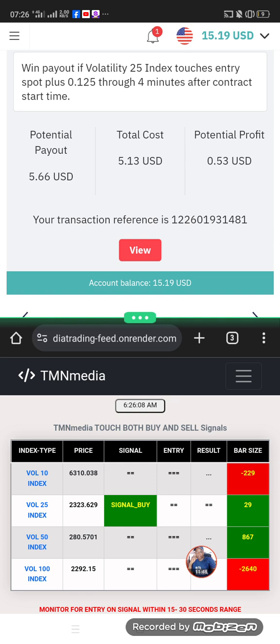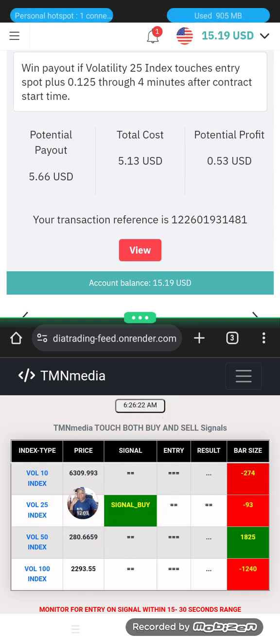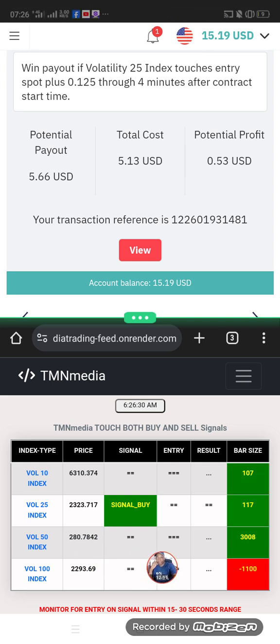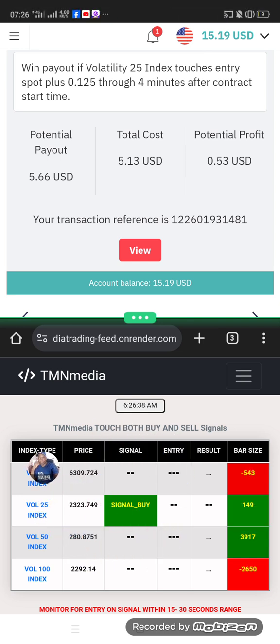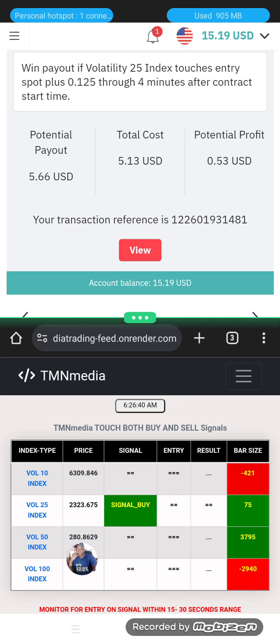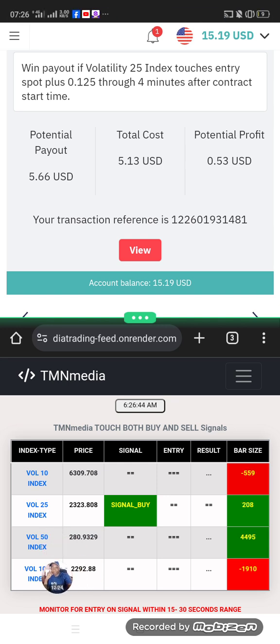specialize on particular indices. For me, I major on 50 and this 25. These two, when I'm trading like this, I major on these two because I've been trading these two for a long time. 25, 50. Now you will observe that the difference here is that on this index, we have 10, 25, 50, and 100, right?